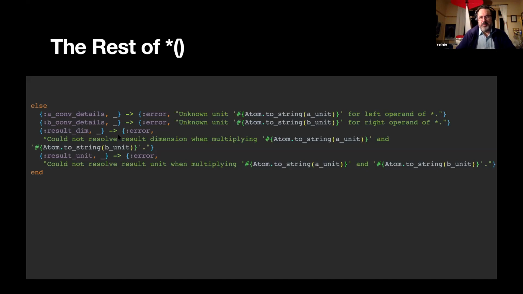Because maybe if I've multiplied two things together and they've gone off into some weird dimension, I don't want to be calculating something in that dimension. So we're just saying, you gave me power and you gave me area, and we multiplied them together and I don't know what that means. So we're just basically saying, I don't know what the result dimension is. We've stepped off into the twilight zone. And then here, this is just, we can't work out what the final unit is, which should never happen.